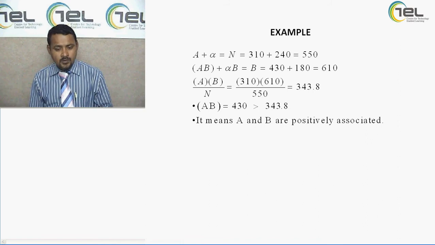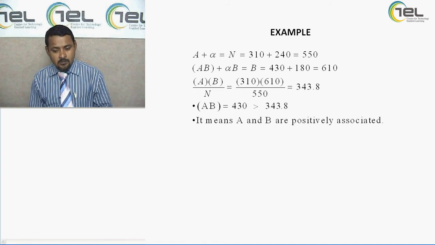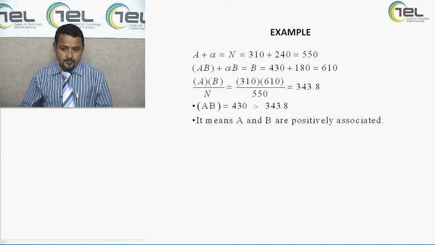So our expected frequency is (A) into (B) by N, 310 multiplied by 610 by 550, that is 343.8. (AB) is given to be 430, which means (AB) is greater than (A) into (B) divided by N. It means A and B are positively associated because they satisfy the principle that (AB) must be greater than (A) multiplied by (B) divided by N. So these values are positively associated and are dependent upon each other.